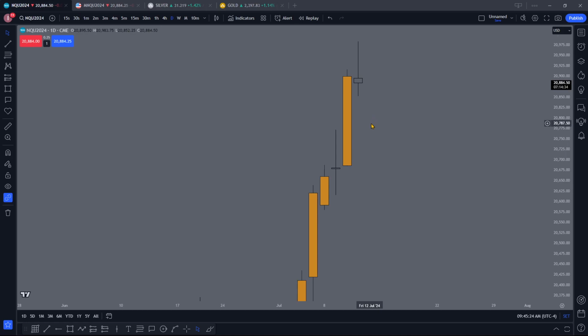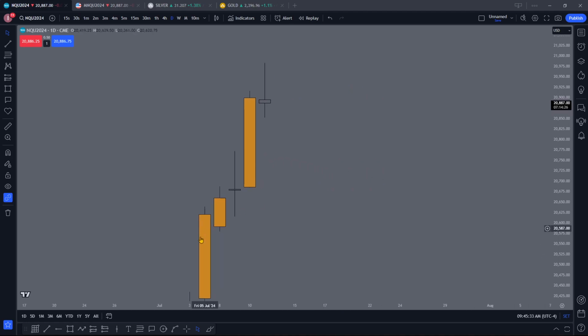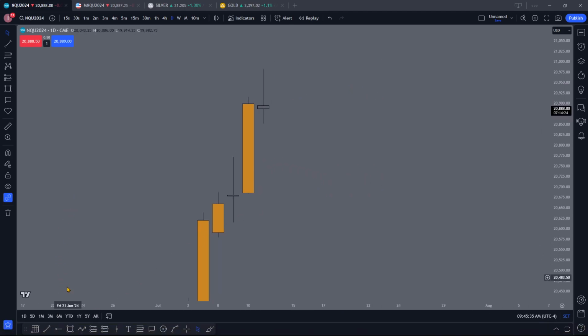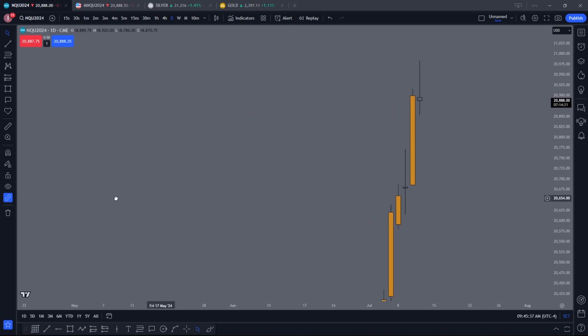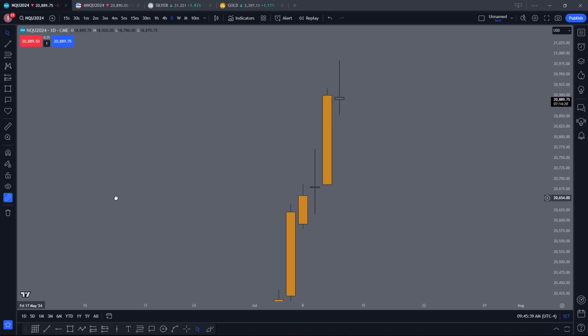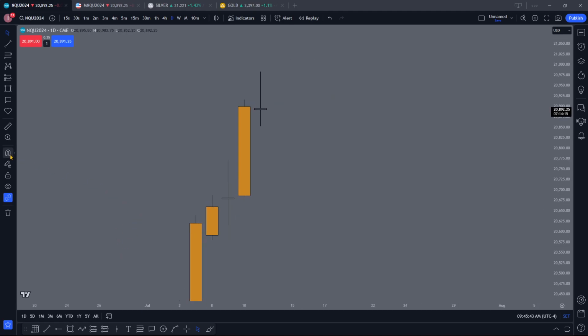until we died off during the end of PM session, where we accumulated lots of liquidity for CPI. And what might happen today is, if we want to see lower prices, I want to see this candle's range being rebalanced.